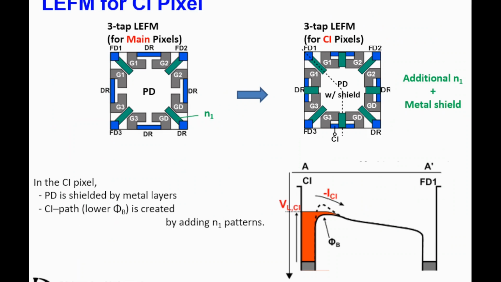And this is the pixel design of the main pixel and charge injection pixel. We made the charge injection part, and by controlling this potential, we can generate the charge injection shared photocurrent like this.